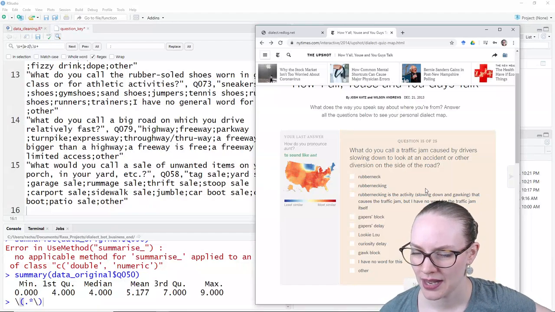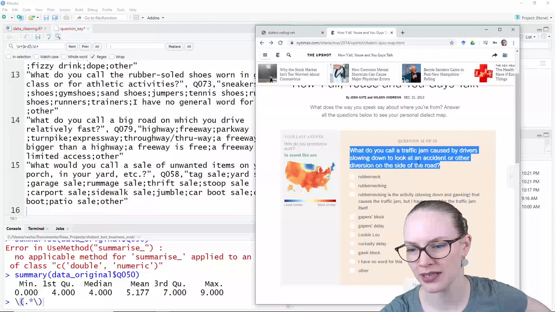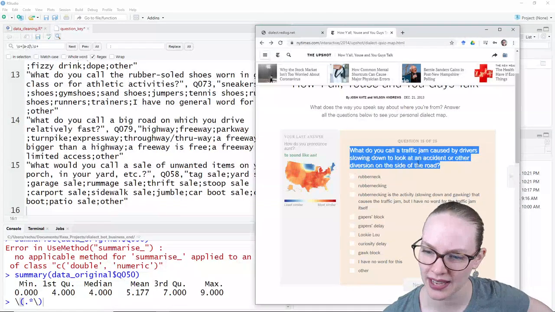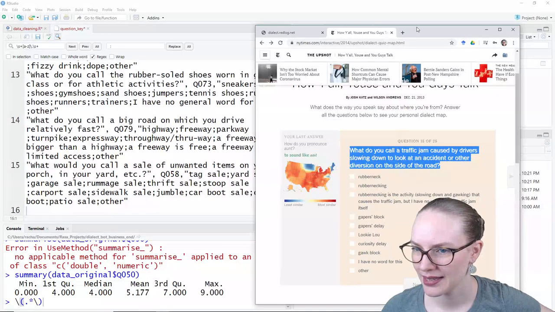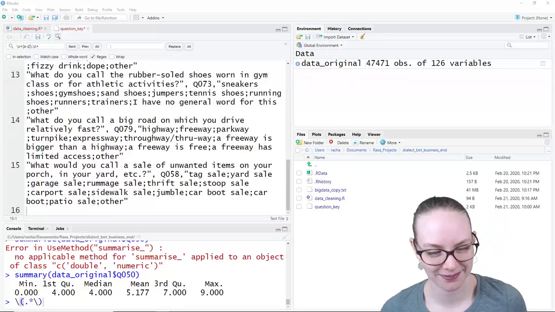All right. What do you call a traffic jam caused by drivers slowing down to look at an accident or other diversion down the side of the road? I think rubbernecking? Rubbernecking. Okay. Yeah. Because it's like your neck is made of rubber and you're like, oh, yeah, look at things.